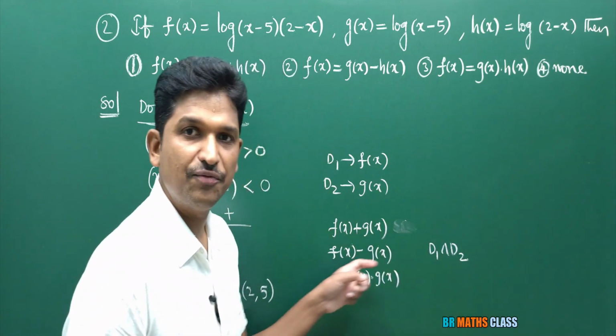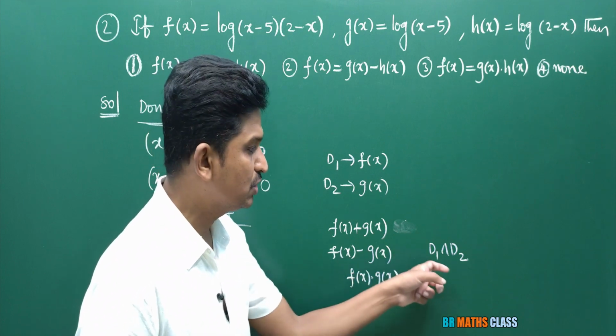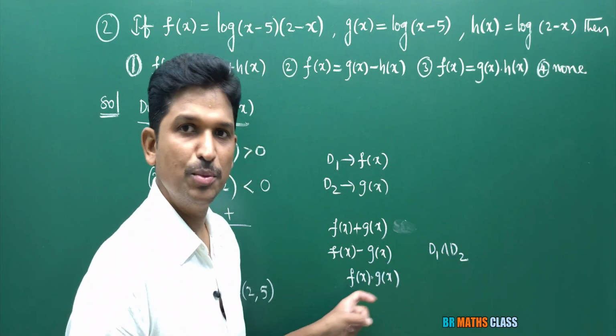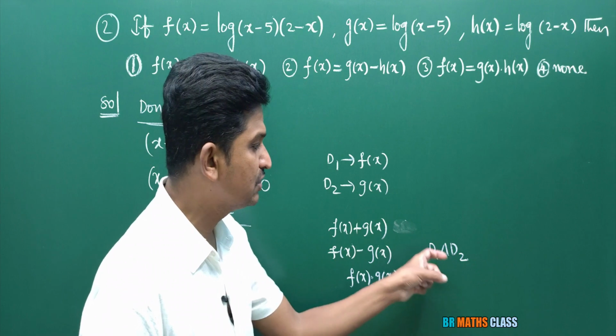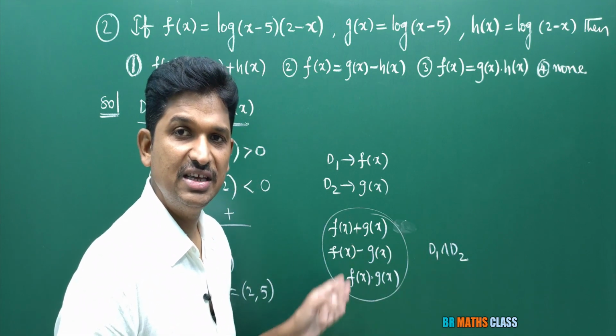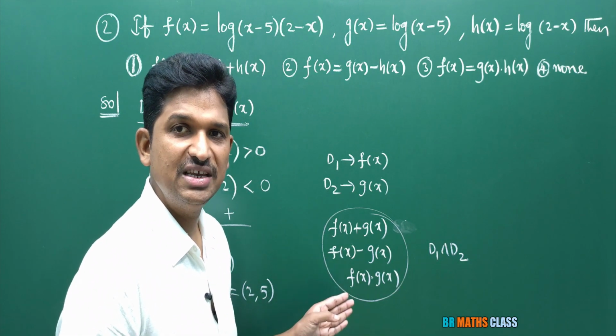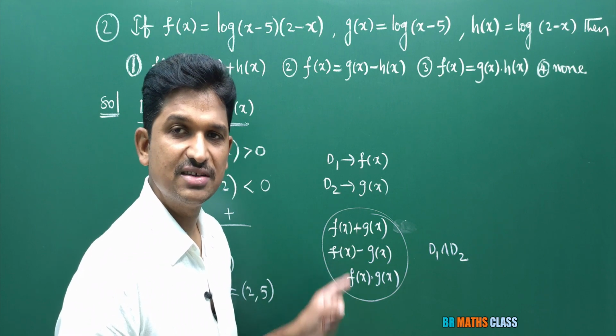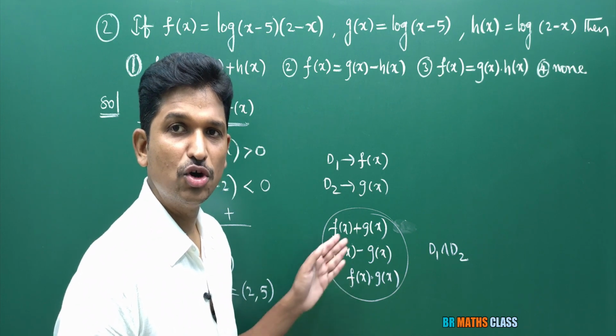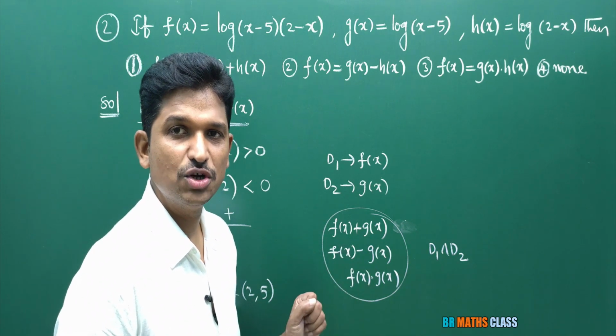What is the domain of f of x minus g of x? This domain is also d1 intersection d2. What is the domain of f of x into g of x? This domain is also d1 intersection d2. In these three types of function, the domain is the intersection of the domain of f of x and the domain of g of x.